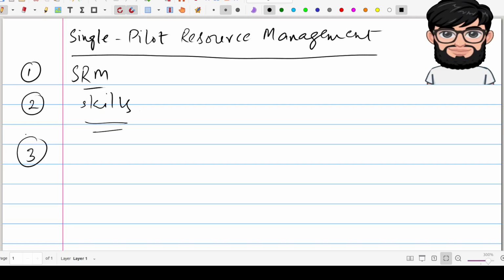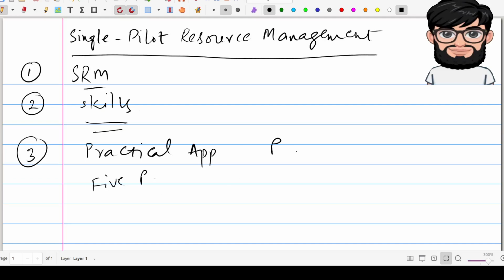Okay, what practical application provides a pilot with an effective method to practice SRM? So, the practical application. Just remember that there is a checklist known as the 5P. It's a checklist, and it consists of these things.